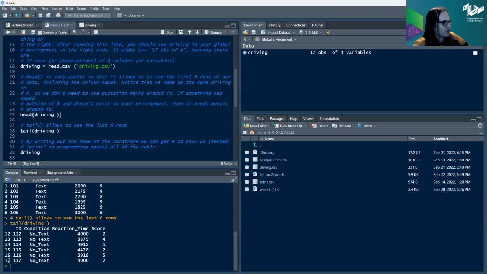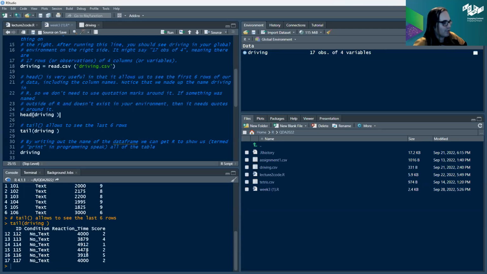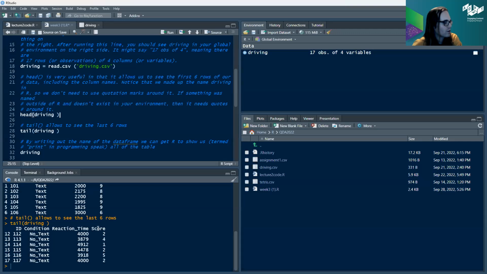I know that I have 17 rows because my last row in the tail is labeled as row 17. And I see that my condition can either be texting or no texting. That's a categorical variable with text as the data type. My reaction time looks like a continuous variable that has numbers in the thousands, so it's probably milliseconds. And my score variable has numbers from 1 to 10. That fits with my understanding of what this data is. That's already a good sign.